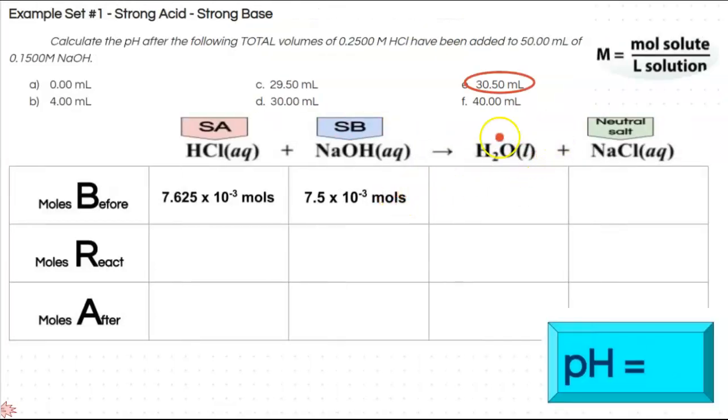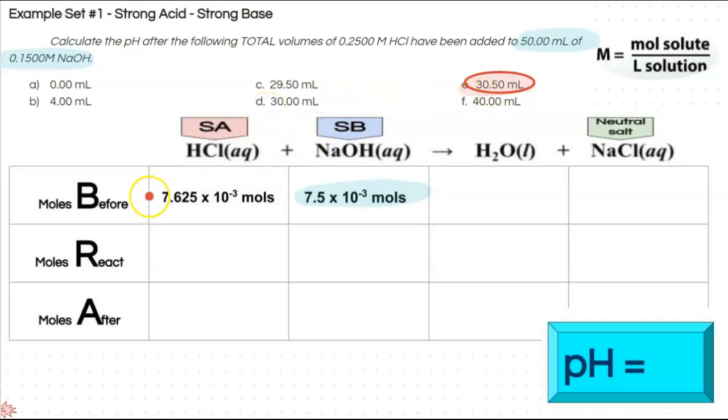Okay, so for part E, things are getting a little interesting. I'm still going to have my 50 milliliters of my 0.15 molar sodium hydroxide, so I still have 7.5 times 10 to the negative third moles of my base, but this time I'm adding 30.5 milliliters of acid. So I'm adding more acid than I did on the last example, and the last example was at equivalence.